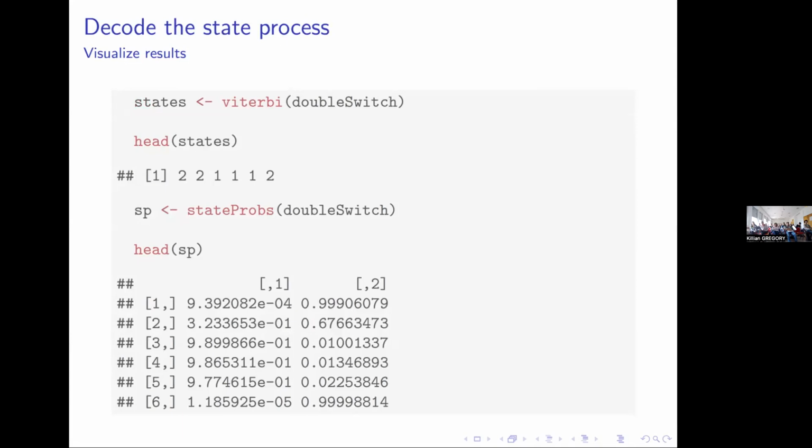And these are different from the Viterbi algorithm because they actually give you the probability of being in each state through time at each time step. So for example, for the first observation, very high probability that this animal was in state 2, which was the transit state in this case.